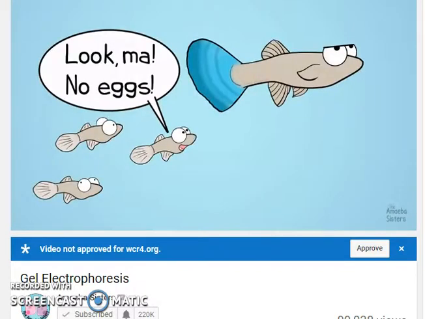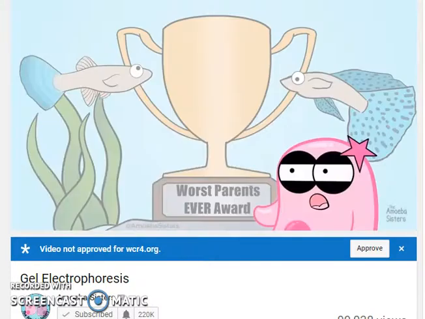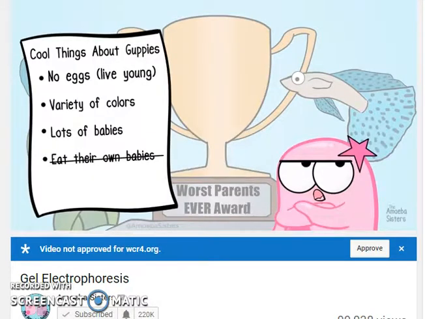They have live birth, which means there are no eggs, like many other fish. And second, they have a lot of babies. They also eat their babies, but I don't think that's especially cool. So as you can see, that is not part of my cool fact list.